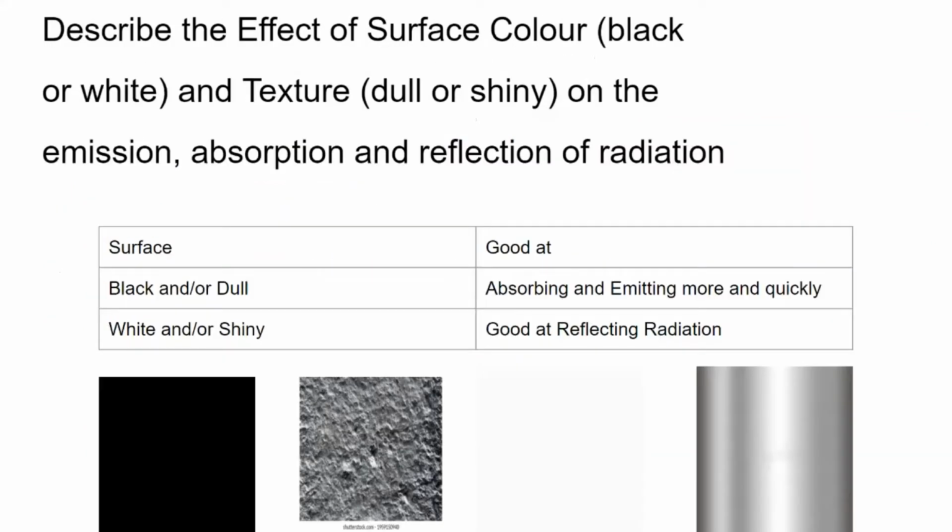Describe the effects of surface color, black or white, and texture, dull or shiny, on the emission, absorption, and reflection of radiation. Surfaces that are black and or dull are good at absorbing and emitting more and quickly, but bad at reflecting. White and or shiny surfaces are good at reflecting radiation, but really bad at absorbing and emitting quickly and more.